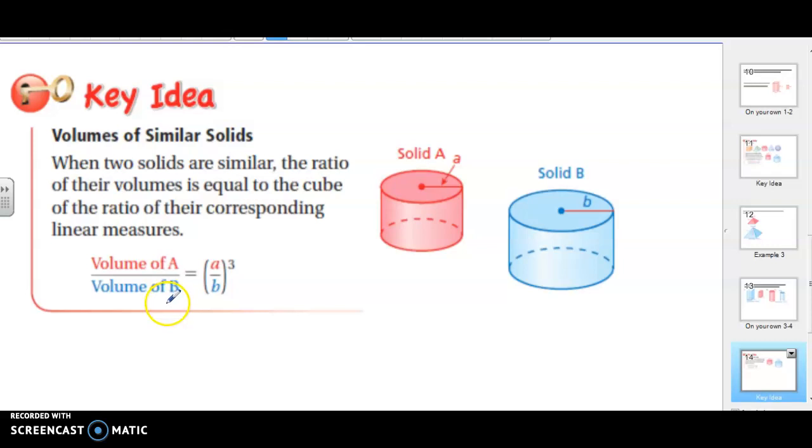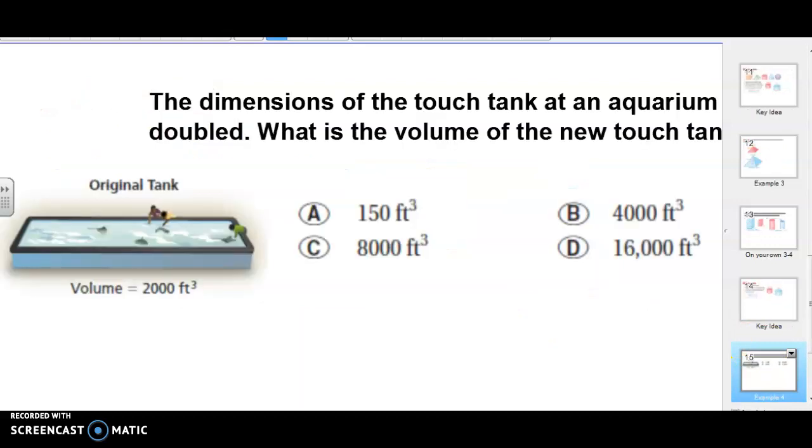Here with volume, since volume is a three-dimensional measurement, we're going to make a ratio of the one-dimensional measurements. For instance, here we have the radius of A over the radius of B. We're going to cube that and then put it equal to the volume of A over the volume of B. So we can use this ratio to find missing volumes, missing radiuses or heights, as long as we set up our ratios correctly. So let's give it a try.